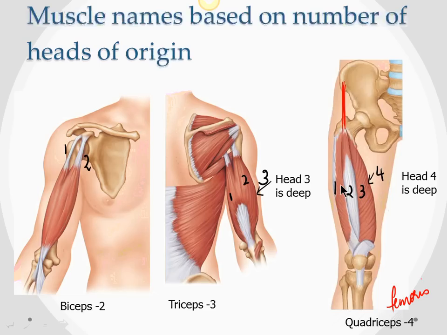So there are three heads. And again, if I was to remove this head, I can see a fourth head deep to it. So there are four areas of origin that it comes from. Three of them are from the femur and one is from the hip bone. So it's called quadriceps. And you can see all of them then fuse together to form a common tendon which comes down to the tibia. Okay?